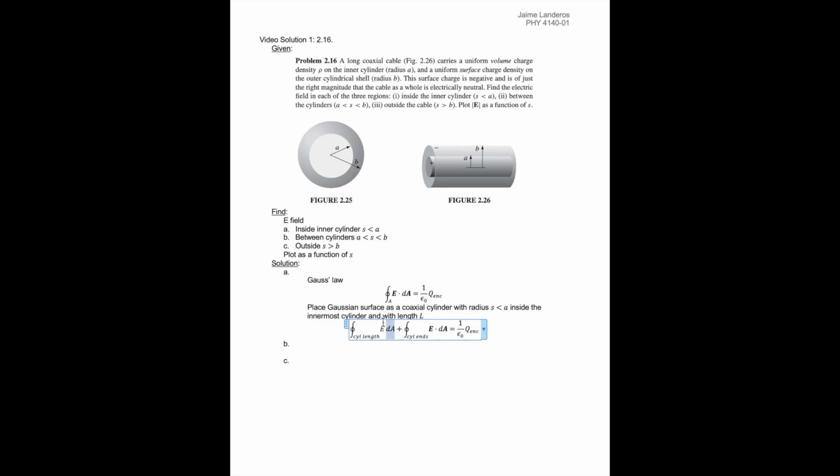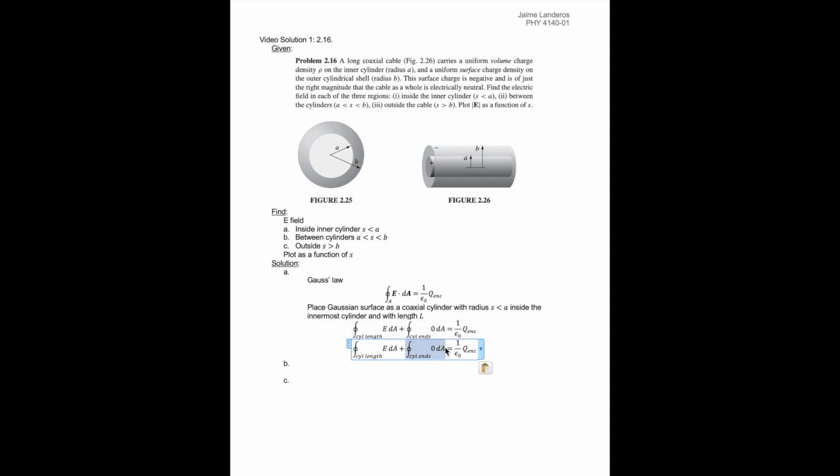And so now we have the electric field magnitude. And for the cylinder ends, we said there was no electric field in the z direction, along which this area element is. So we're going to have a surface integral value of 0 here. Okay, so let's just evaluate these two surface integrals.